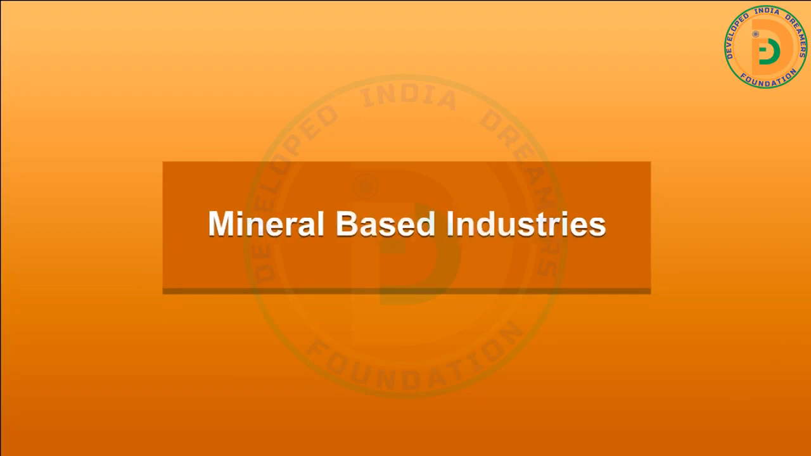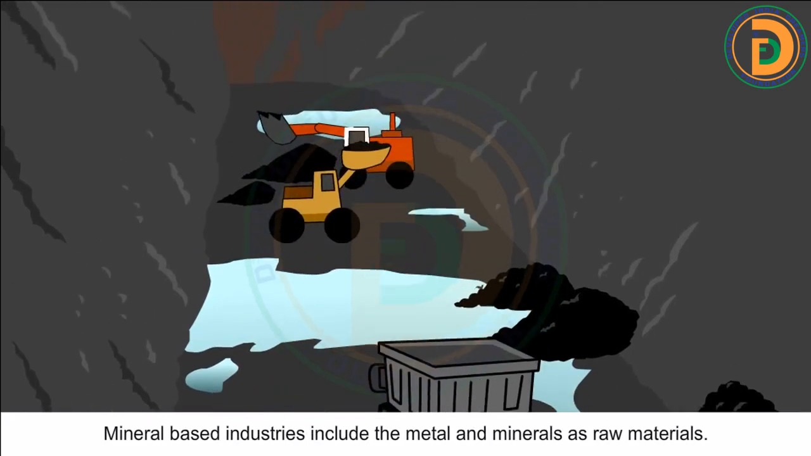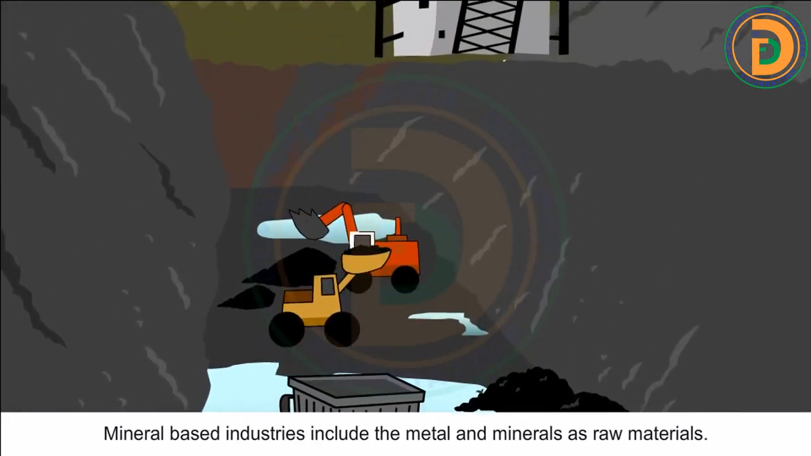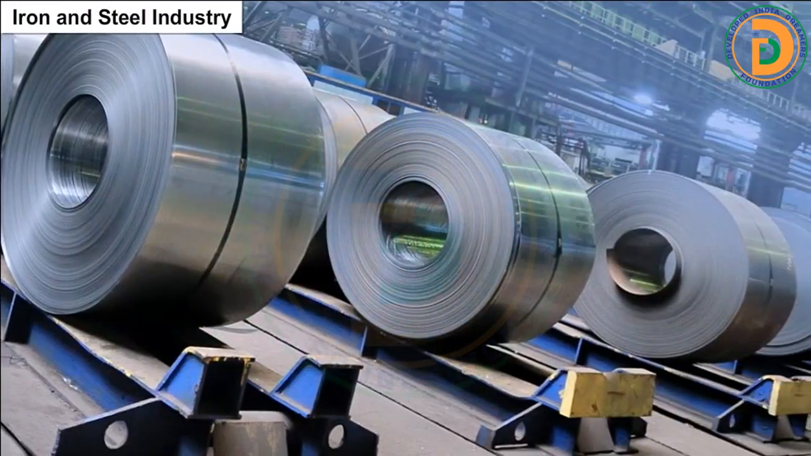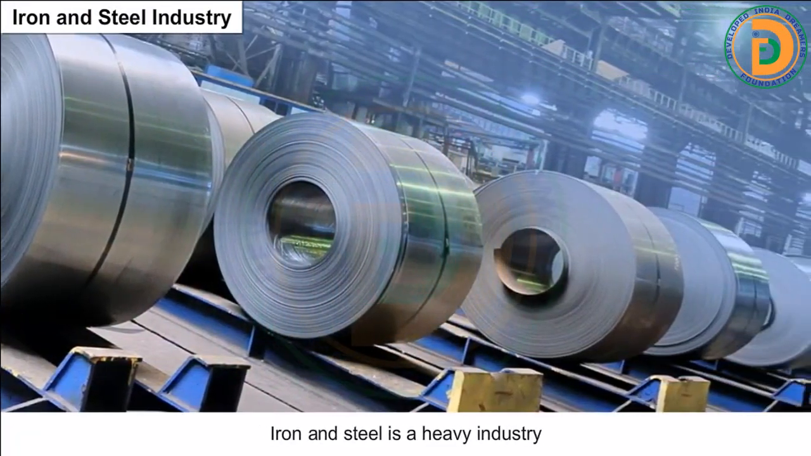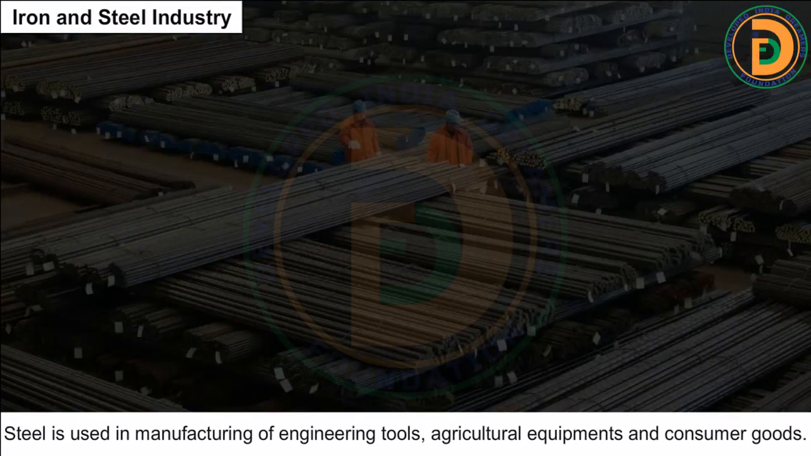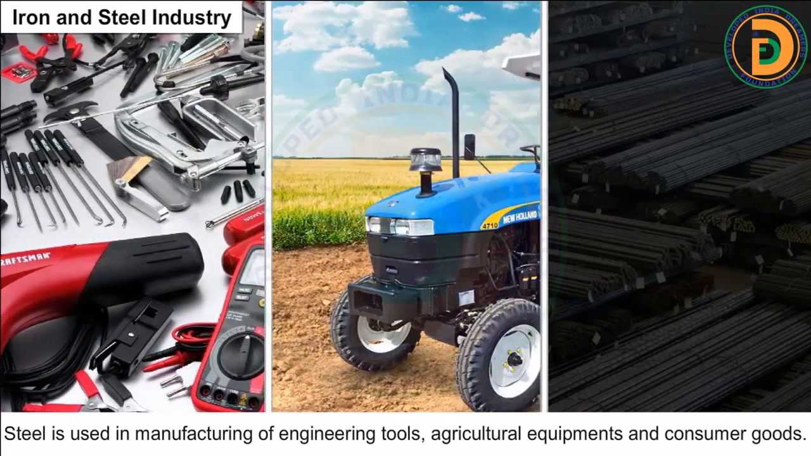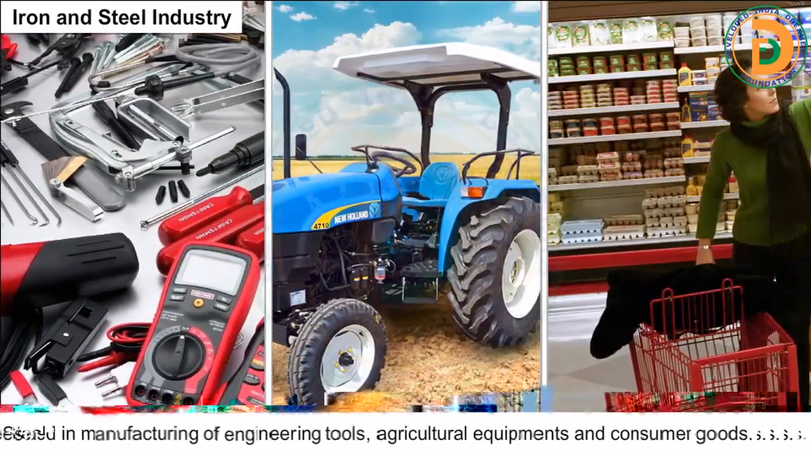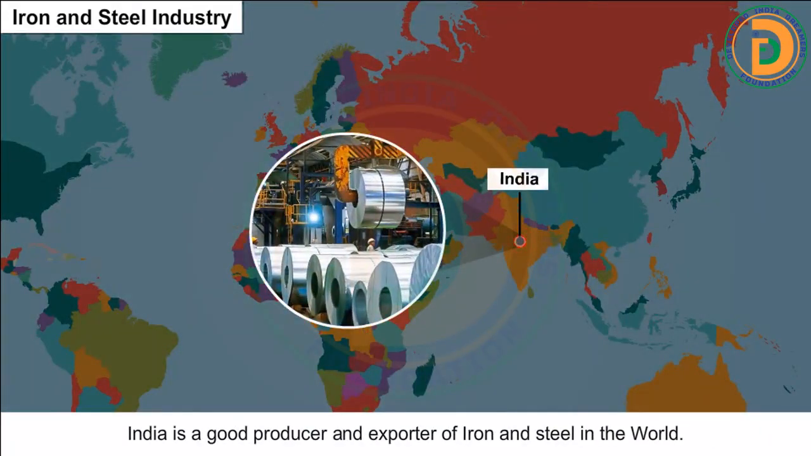Mineral-based industries. Mineral-based industries include metals and minerals as raw materials. Iron and steel industry. Iron and steel is a heavy industry. Steel is used in manufacturing of engineering tools, agricultural equipment, and consumer goods. India is a good producer and exporter of iron and steel in the world.